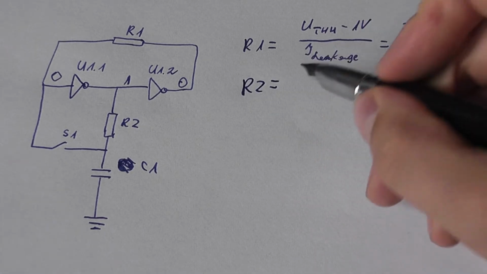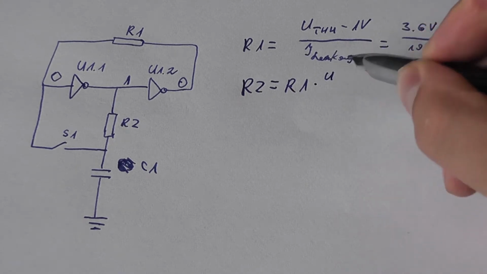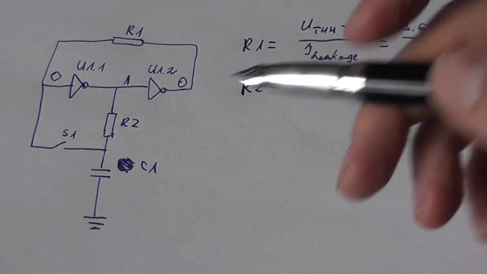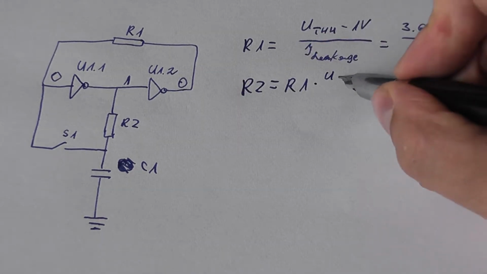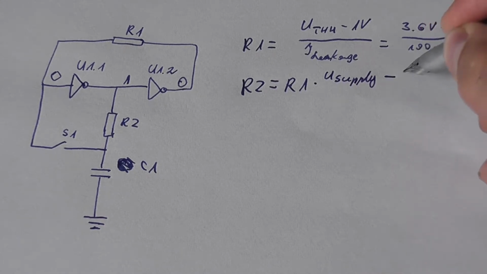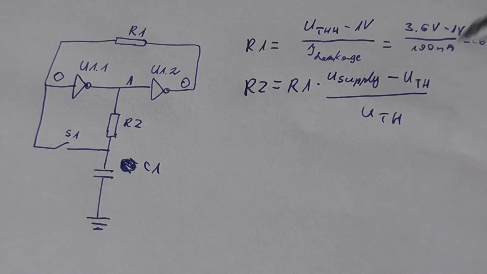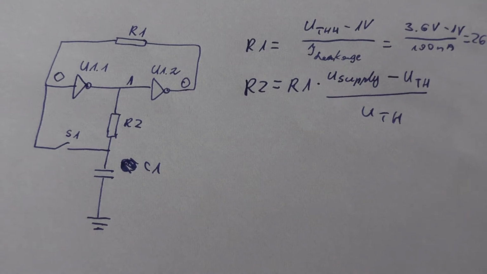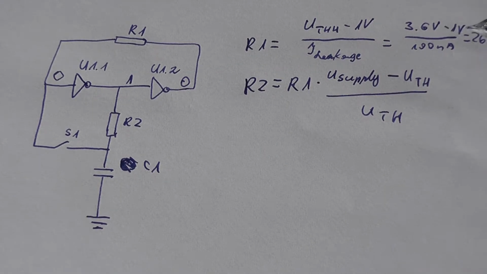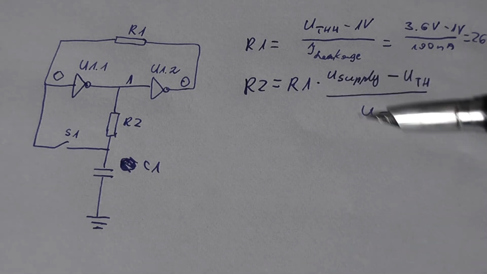R2 is equal to R1 times the supply voltage, or high level output voltage of U1, minus U threshold, divided by U threshold. As we said, we leave 1 volt safety margin from the threshold voltage. So let's say it's 2.6 volts. If our supply is 5 volts, this gives us an R2 value roughly equal to R1.